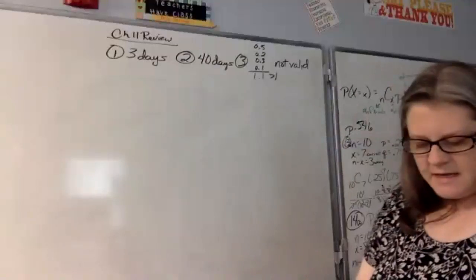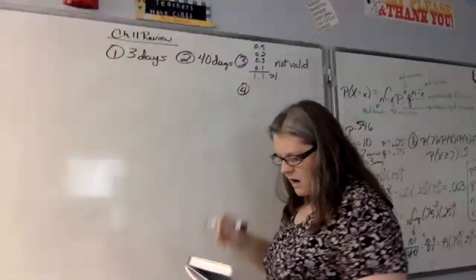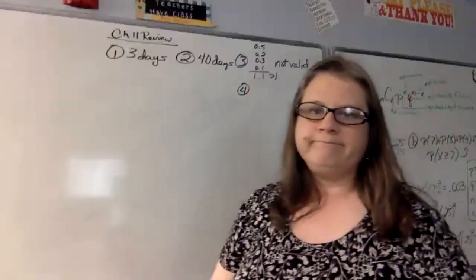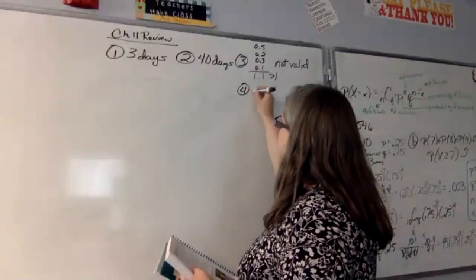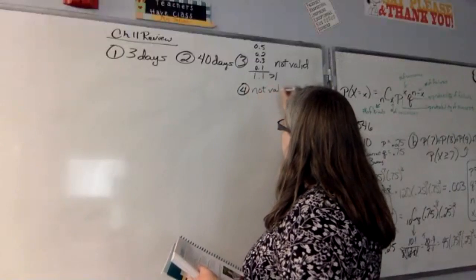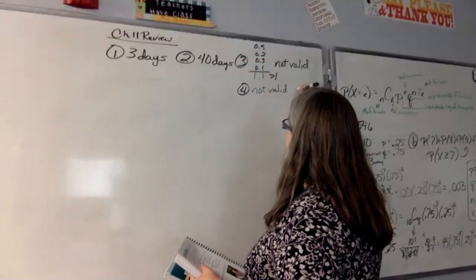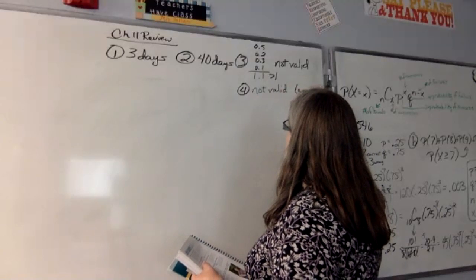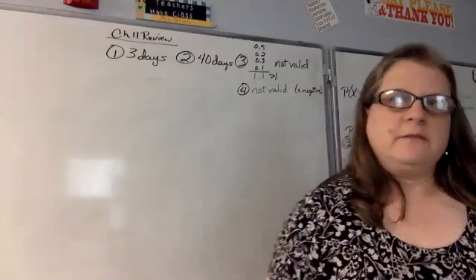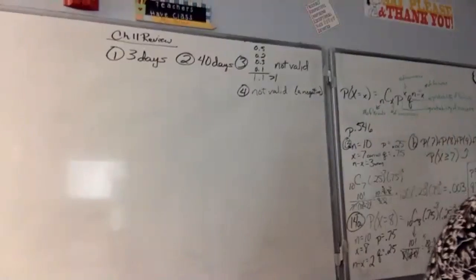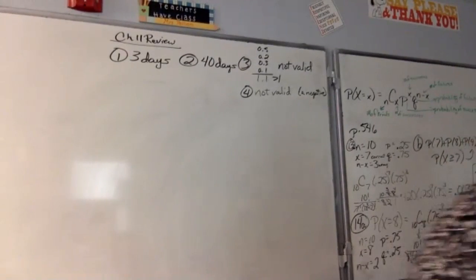Okay. Now for number 4, look at it. Are they all between 0 and 1? No. Not valid because a negative, right? There's a negative in there, yes. So it's not valid because of the negative. So those are your things for that. Pretty easy.